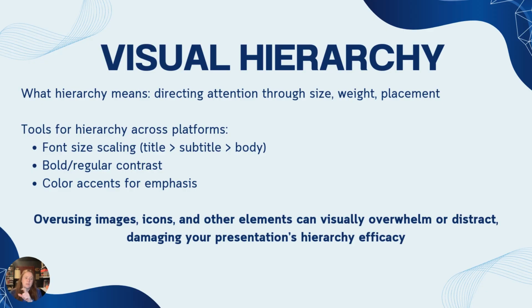We have the title, which is the biggest, and we have our body text. And then at the bottom, a key point, key takeaway. It's centered, so a different alignment, and then it's bolded, so it stands out a little bit more from the other text, but still it's clear that it's underneath the hierarchy of the title. Overusing images or icons or elements can overwhelm and distract from the actual visual hierarchy that you're trying to demonstrate.